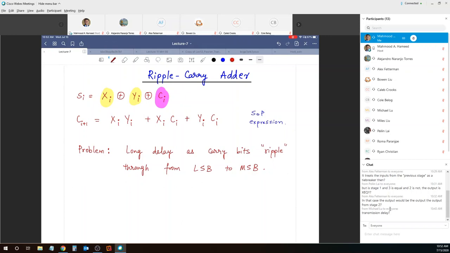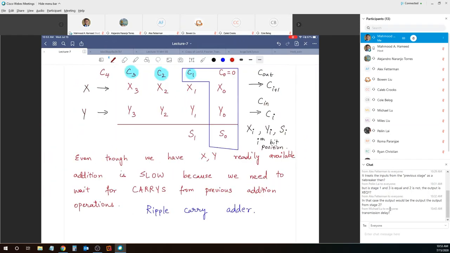Now, if I asked you, what is the gate delay? So use the term gate delay. What is the gate delay? Gate delay is the delay for one gate, AND gate, OR gate, whatever that might be. One gate delay means that there is one logic gate involved. So what is the gate delay to compute C1? That is the question. What is the gate delay to compute C1?